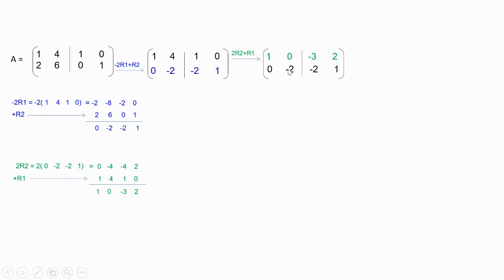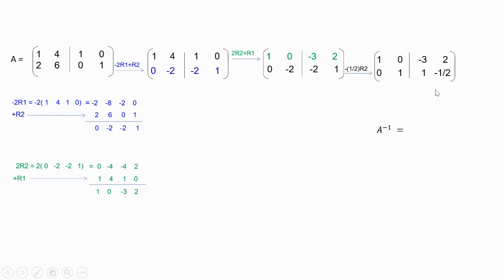If you notice, this has to be a 1 here, right? For row 1, it's already okay because we have 1 0. But this has to be a 1. So I'm going to multiply row 2 by negative 1/2. So negative 1/2 times every term will give us 0, 1, and negative 1/2 times negative 2 will give us 1, and negative 1/2 times 1 will give us negative 1/2.